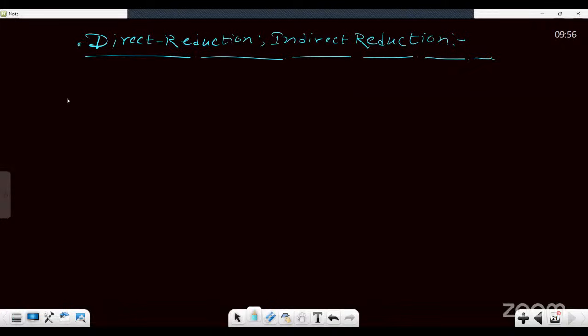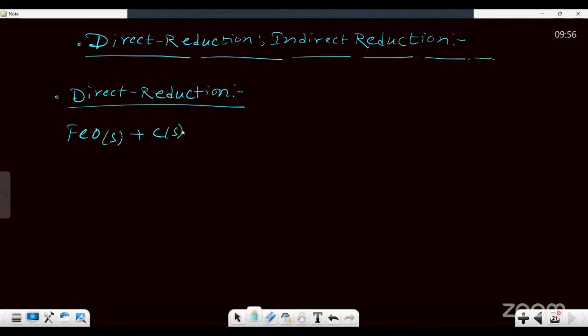Okay. So if we focus on direct reduction, I can say that FeO solid is coming in contact with the carbon solid. Direct reduction means it is directly coming in contact with the carbon. That we call direct reduction. So FeO is coming in contact with carbon directly, and it is giving us Fe plus CO gas. So I can say from here that 1 mole of carbon is taking 1 mole of iron, right?